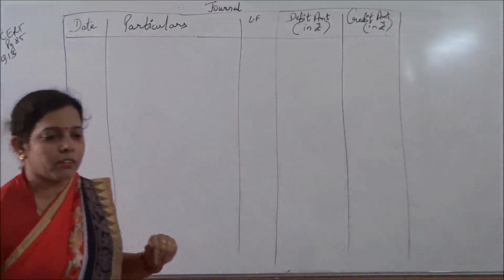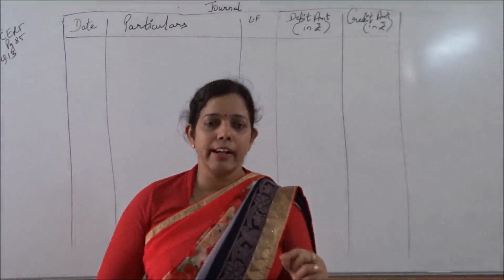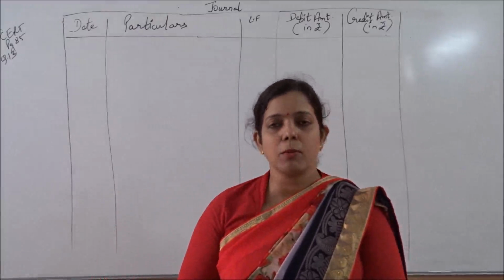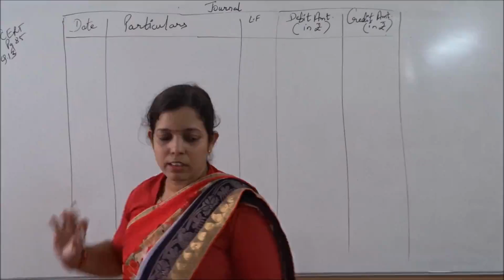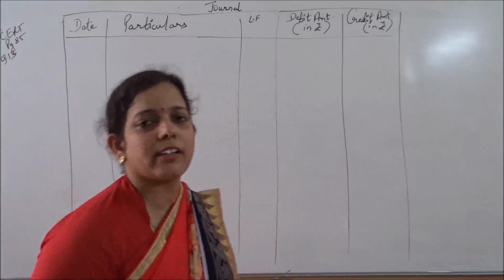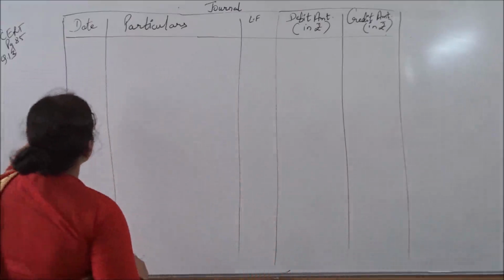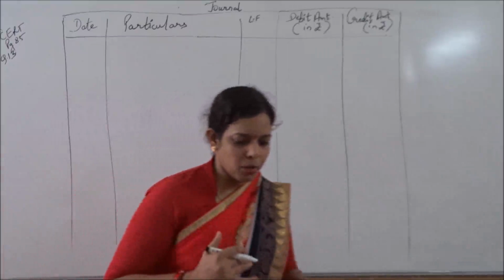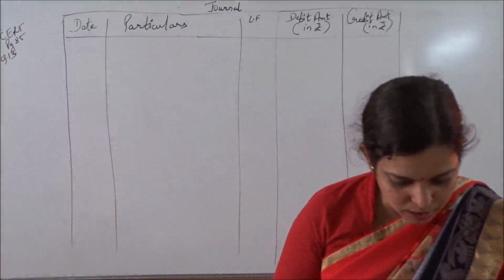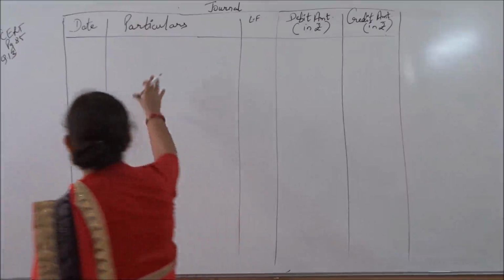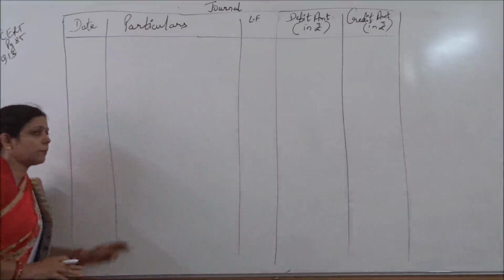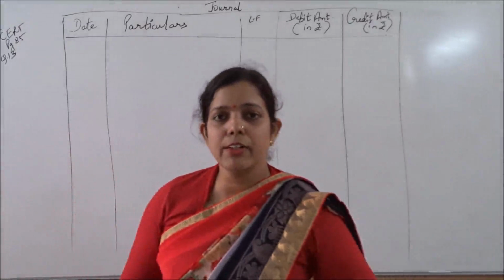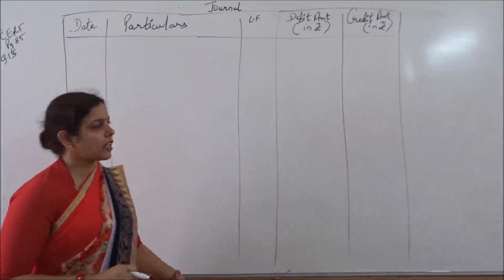In date, what do you have to write? You have to write the date which is given with the transaction. Like in this question, it is given as December 1, so you will write that date. Suppose the date is not there in the question, then you have to write first, second, third, fourth. Make this column and just write the serial number in the proper chronological order. Then in particulars, you will write the journal entries as we have seen in the previous videos, applying the rules of journalizing.